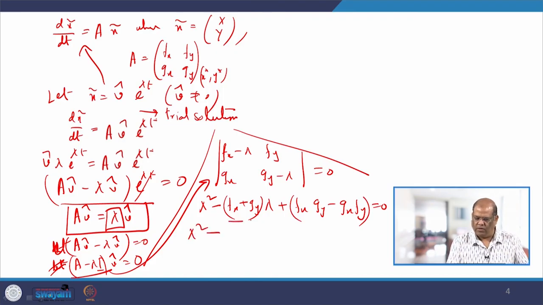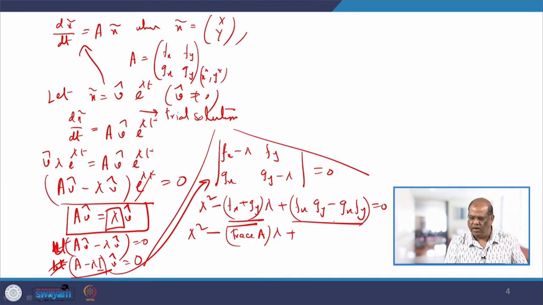Now, if you see this one, it is just the addition of the diagonal elements, which is known as the trace of the matrix A, and this is just the product, which is the determinant of A. So, this is basically determinant A.